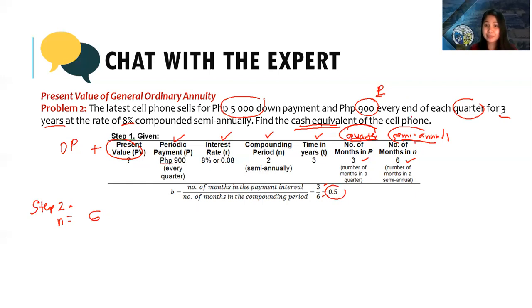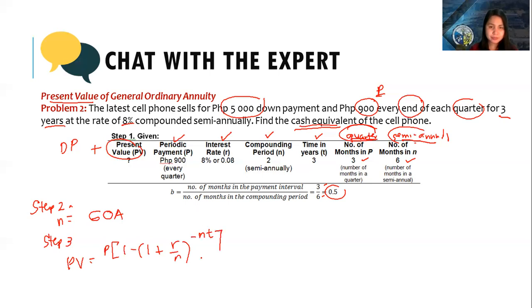The payment is given at the end of each quarter, so it's a general ordinary annuity. And we're looking for the present value. So let's write its formula. PV equals P times 1 minus 1 plus R over N to the power of negative N times T, I forgot the T again, sorry for that, all over 1 plus R over N to the power of B minus 1.